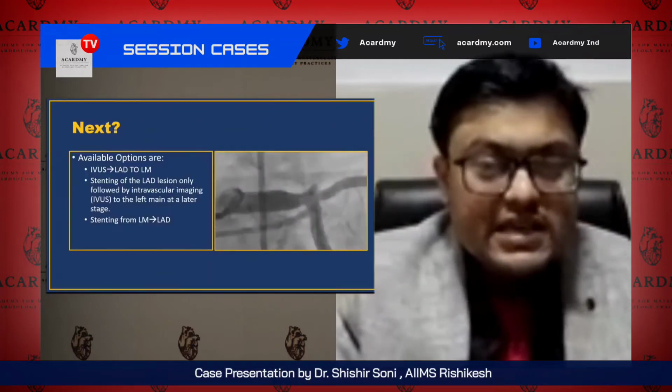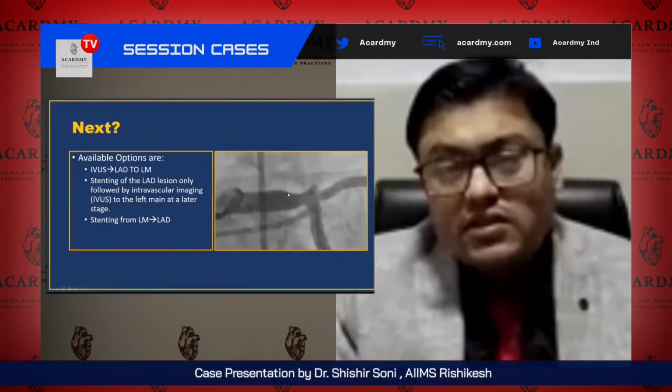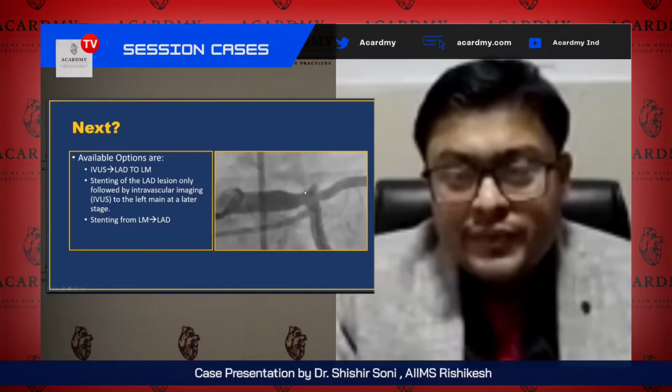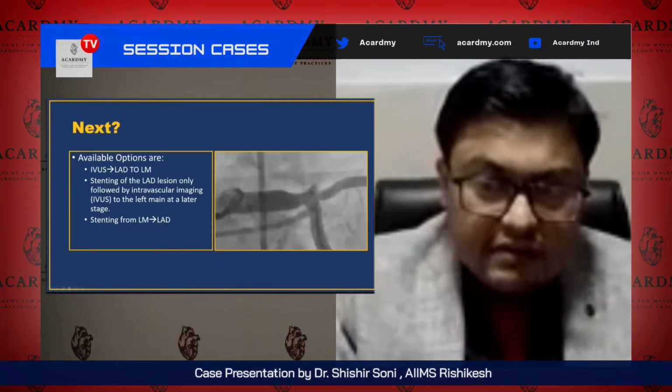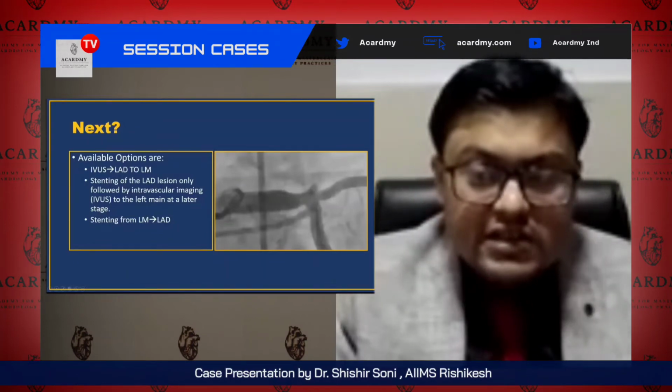Post-dilatation, this was the result: flow has been established, but as we can see, there are some challenges. So what next? As we know from this diagram, the distal left main plaquing was there, and the proximal LAD we have balloon dilated, and other vessels are also there.